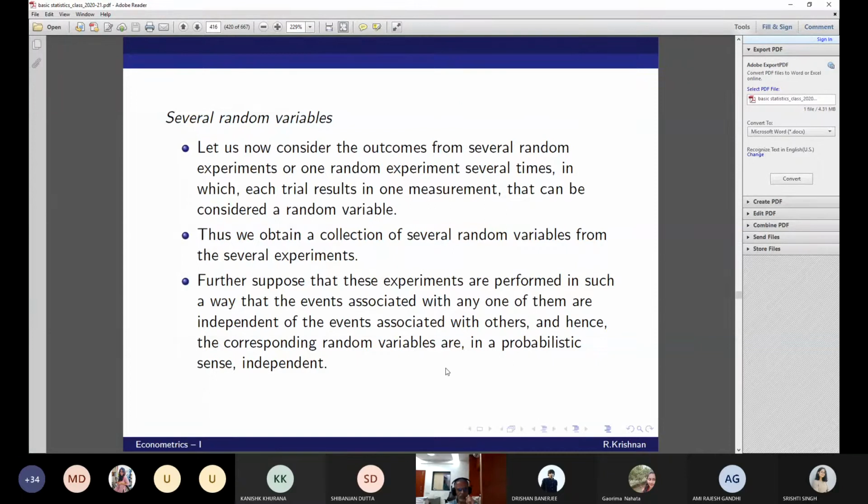Now, let us consider outcomes in several random experiments, or one random experiment conducted several times, in which each trial results in one measurement. That can be considered a random variable. This is exactly what we're going to see. What do you mean by a sample of size 2, or 10, a sample of size n? We obtain a collection of several random variables from several experiments. Suppose these experiments are performed in such a way that the events associated with any one of them are independent of the events associated with the others, and hence the corresponding random variables are independent in a probabilistic sense.